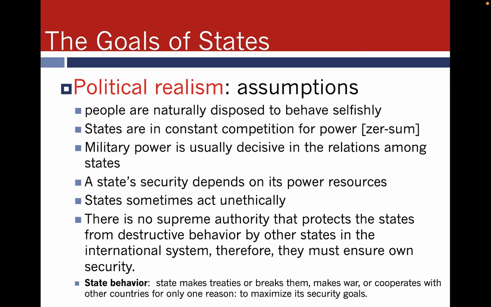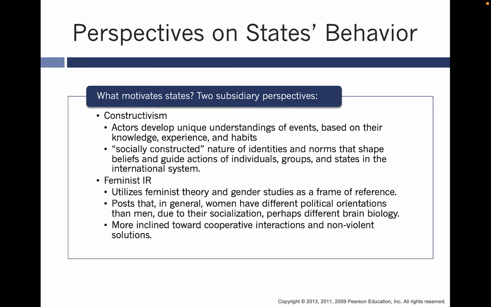Sometimes some governments are going to act unethically, which we could obviously look back at history and point to examples of. And there's really no supreme authority that protects states from destructive behavior by other states in the international system. Therefore, they must ensure their own security. States can make treaties or break them, make war or cooperate with other countries for only one reason, to maximize its security goals. And I think the United States has done this in the past.